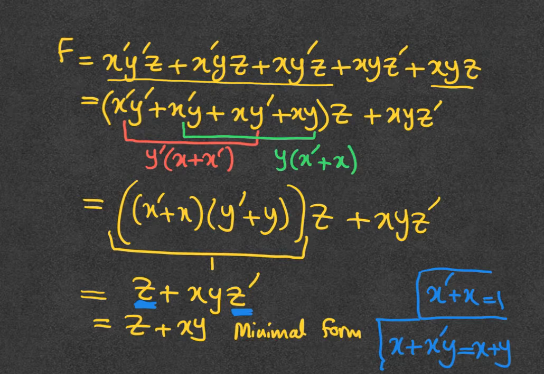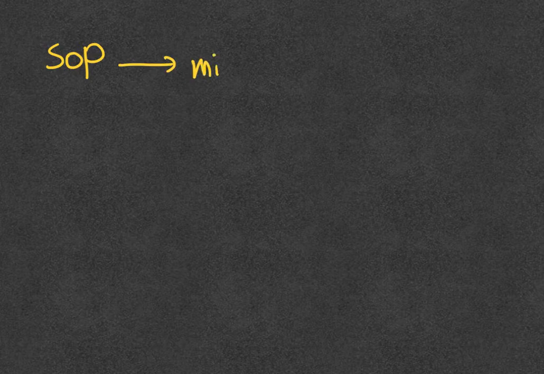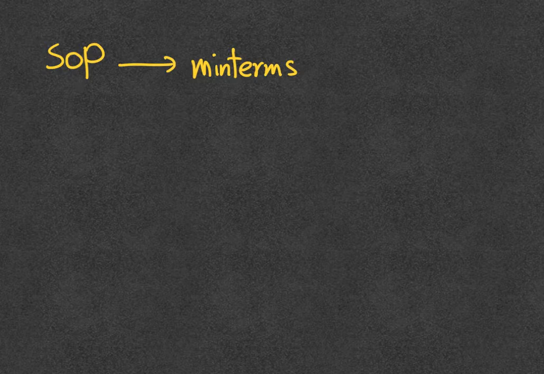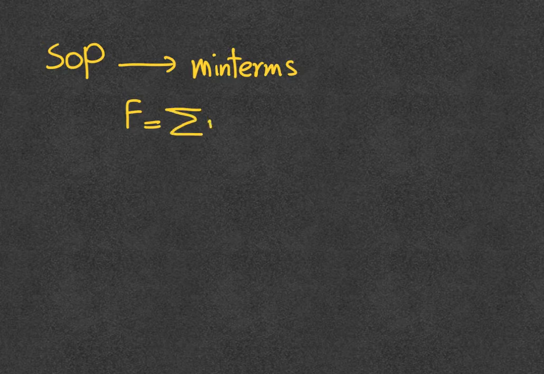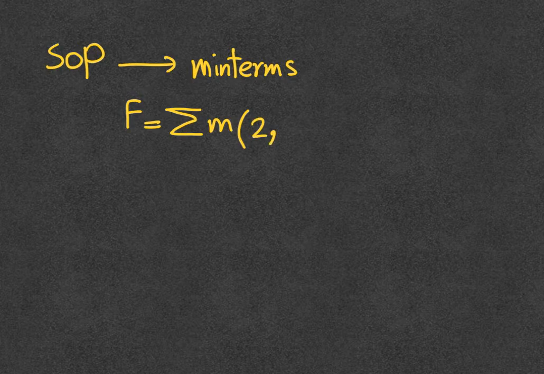We talk about SOP. As we said, we are just adding the ANDed or multiplication terms. Okay? And we work with min terms. Sometimes they show the SOP as something like this. So they put the summation and they put m as a min term, and it's going to be like 2, 4, 6.